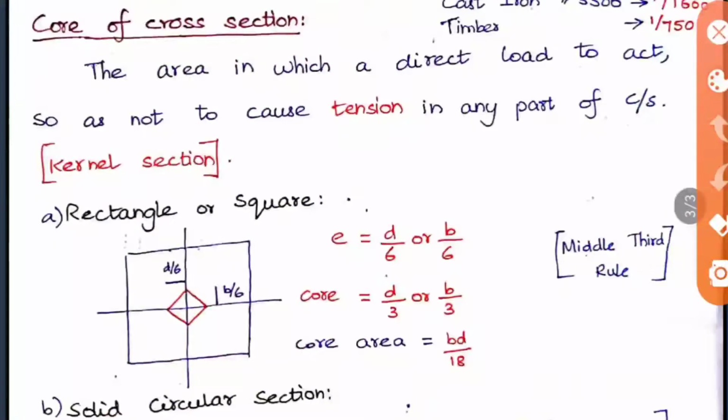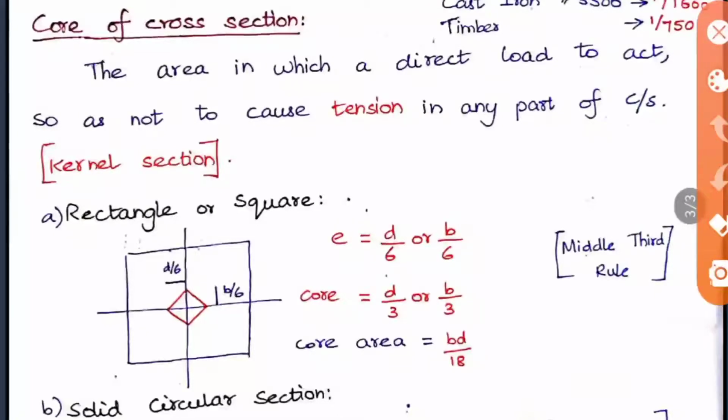And then another important topic is the core of a cross section, okay. The core means the area within which a direct load can act so as not to cause tension in any part of the cross section. When the point where the load is applied moves with an eccentricity greater than that, the axial load will turn into a moment, or some bending will occur in the column, okay. So that is the limit within which the applied load is purely compressive and does not cause any tension at all in any part of the cross section. That area is called the core of the cross section. It is also named the kernel section, okay.